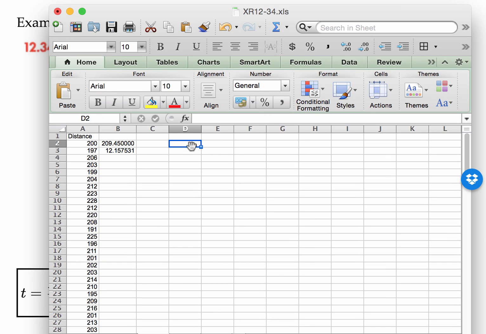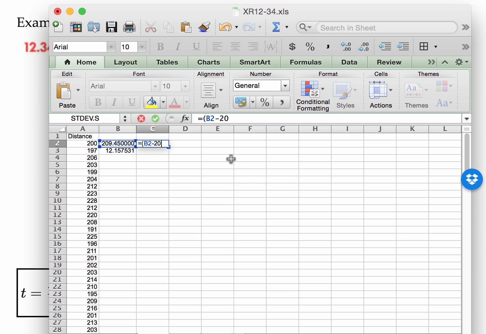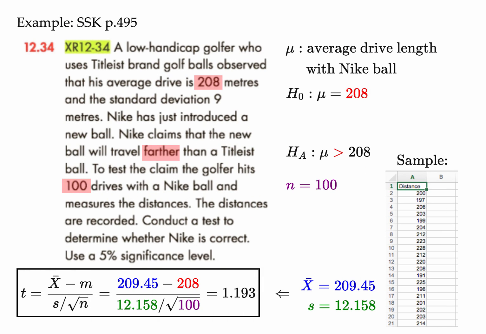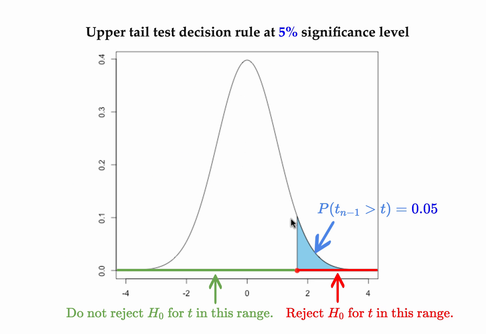And this can always be calculated in Excel as well. So if we go equals the mean value minus 208, divided by the standard deviation, again divided by the square root of the sample size, which is 100, we'll just put 10 I suppose, and close the brackets, and then that will give us the t statistic there. So that's just showing you how that would be calculated in Excel. It's quite straightforward at that point. Alright, so far so good.